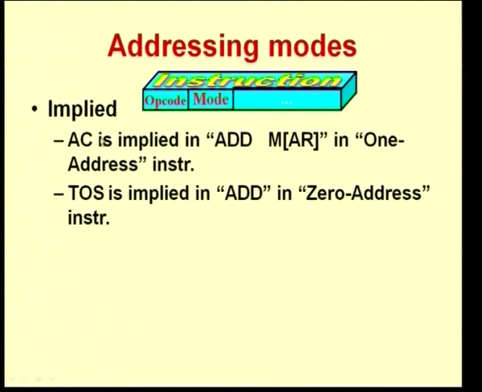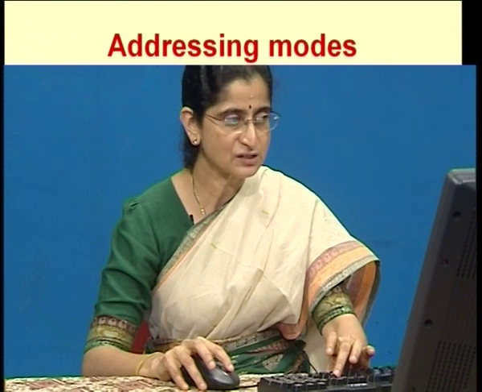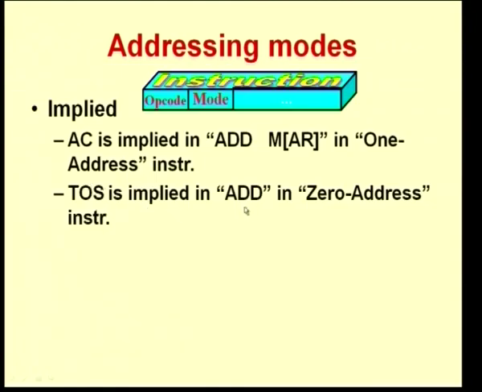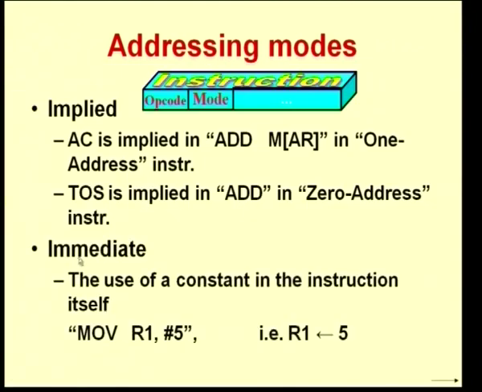Similar implied addressing is also there in zero address instructions. For instance, in a stack based architecture, when we just said add, it will automatically take the operands from the top of the stack and top of stack minus 1, add them and store the result back on the top of stack. So, in this case the top of stack was something which was implied. This is an example of implied addressing mode.